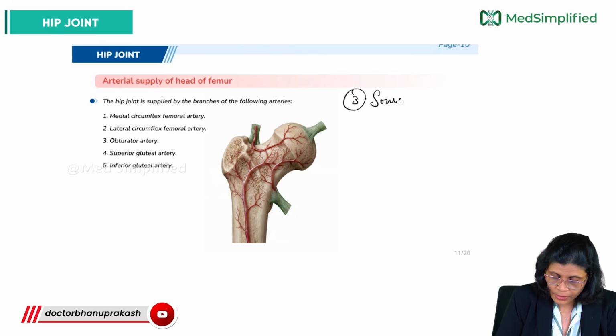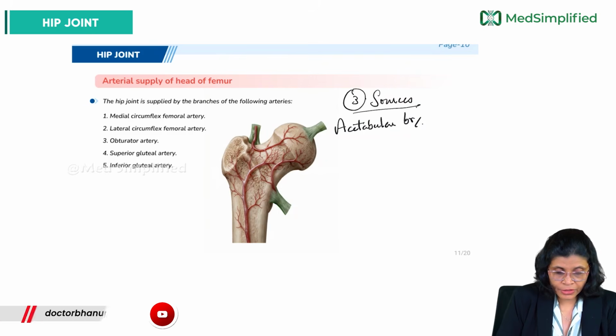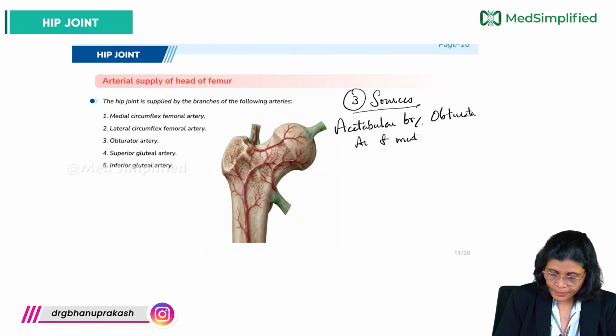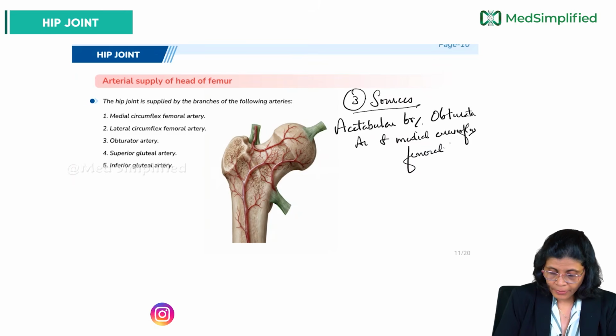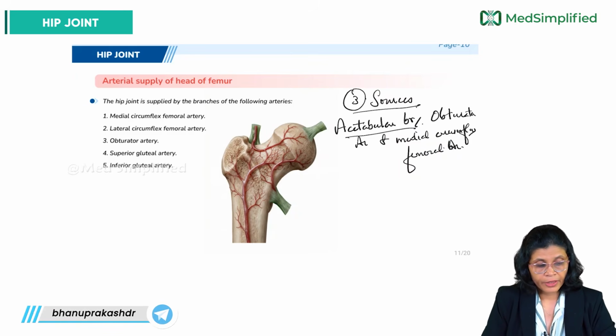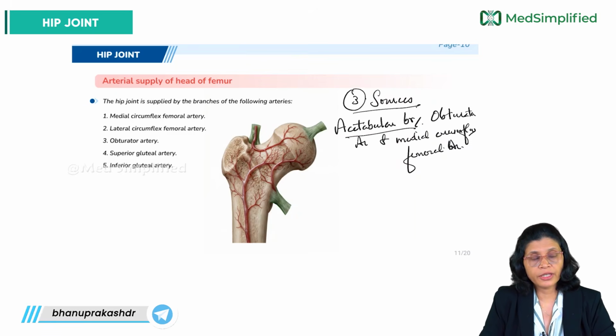There are three main sources. One is the acetabular branches of the obturator artery and medial circumflex femoral artery. So the acetabular branches supply basically the head of the femur. These arteries pass through the round ligament of the head of the femur and supply it.